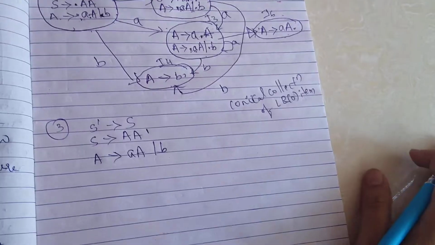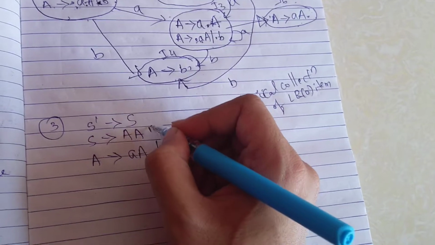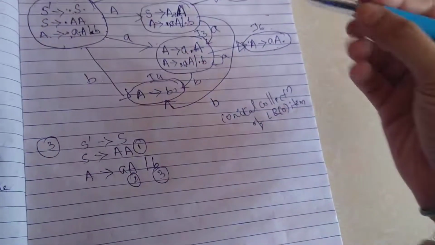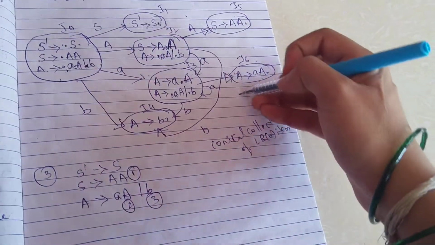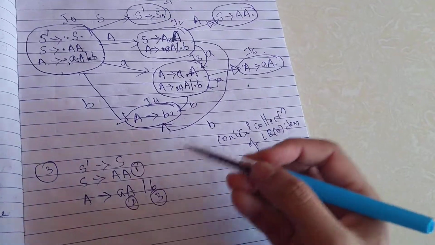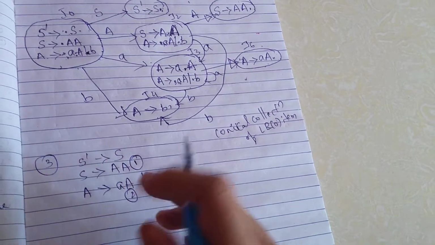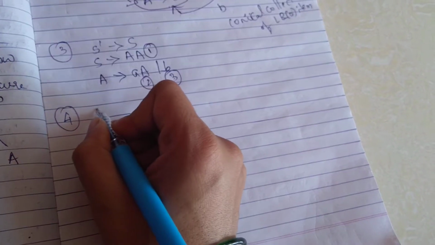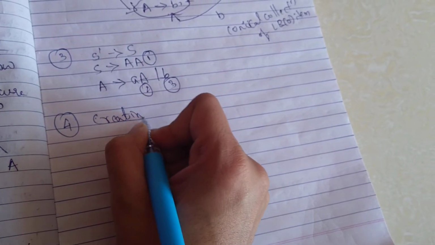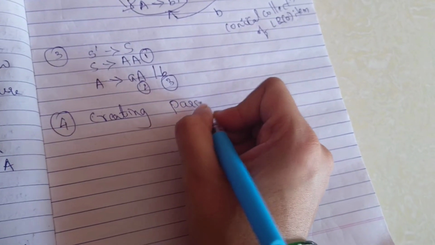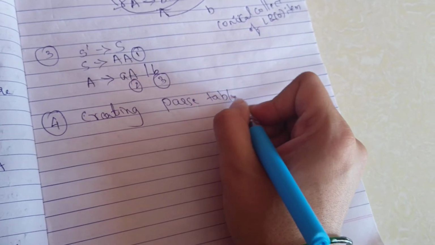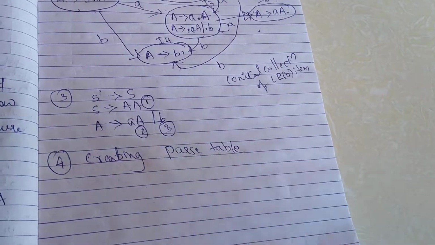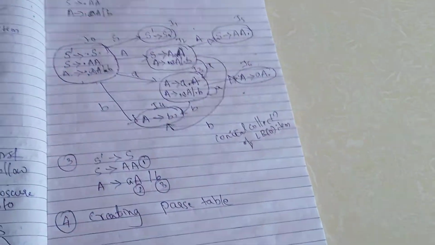That is optional. If you want, you can write it: 1, 2, 3. So by considering the canonical collection of LR0 items and the numbering of the productions, we'll start creating the parse table. That is the fourth step, creating the parse table. We'll see how to create the parse table, the stack implementation and the parsing tree in the next video. So try to understand this.